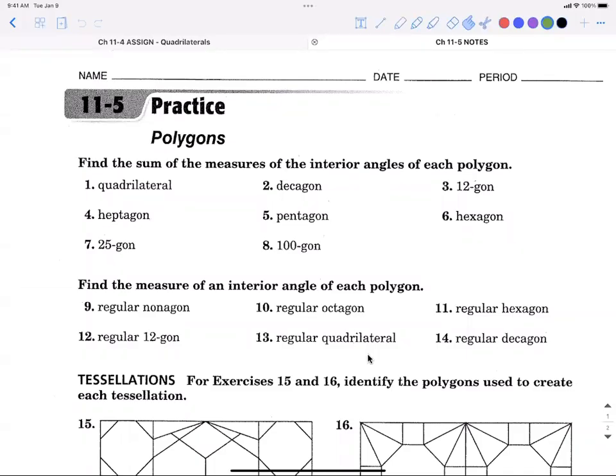All right, chapter 11-5 is polygons. Now, polygon is a very, very generic term. So first we're going to define what a polygon is, kind of like we defined what quadrilaterals were.